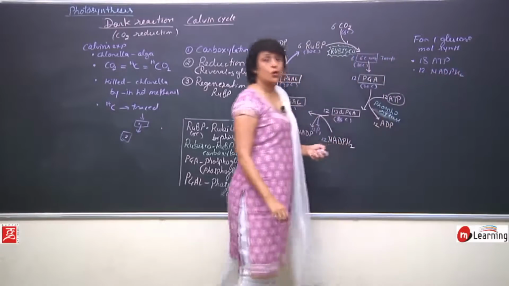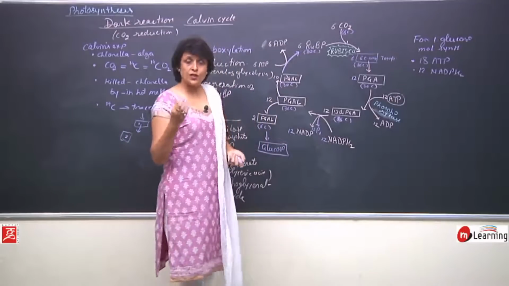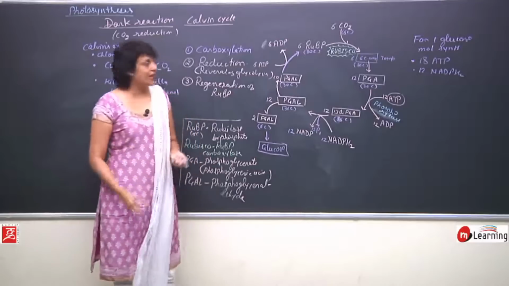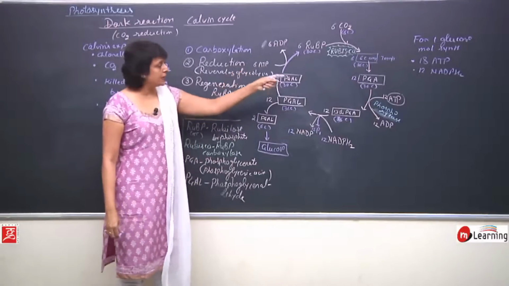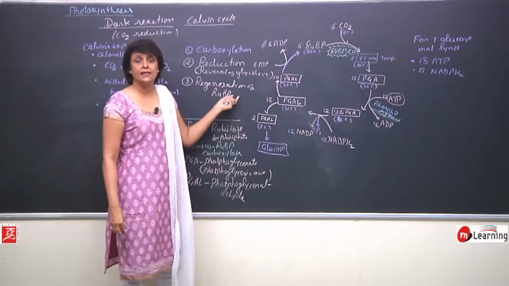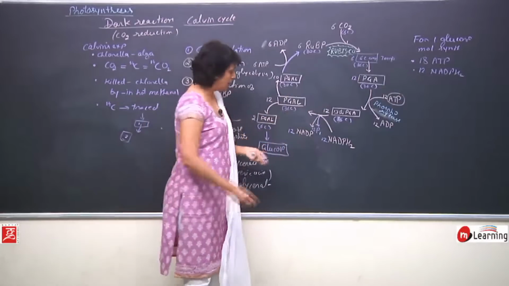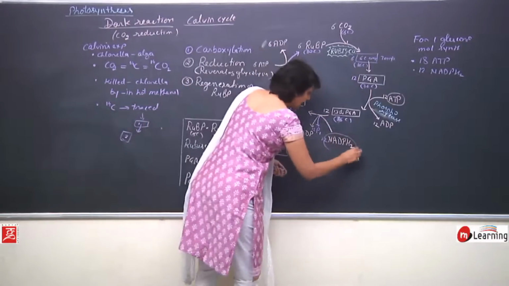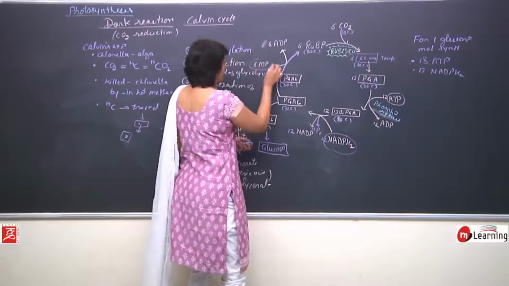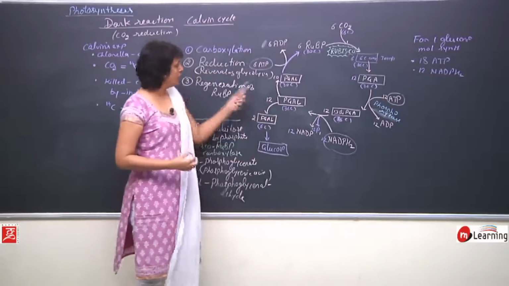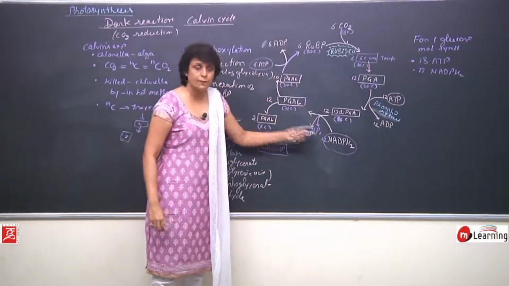NADPH2. So the ATPs which are synthesized during light reaction and the reducing power, that is NADPH2, which is synthesized during light reaction, both get consumed in dark reaction. So these are the 3 things which we are consuming: ATP at 2 places and NADPH2.